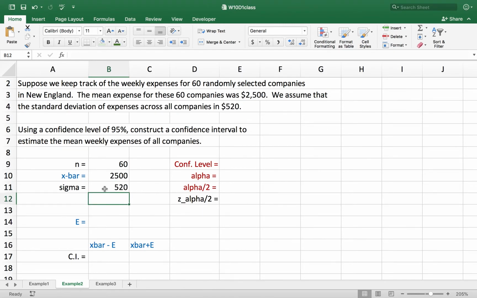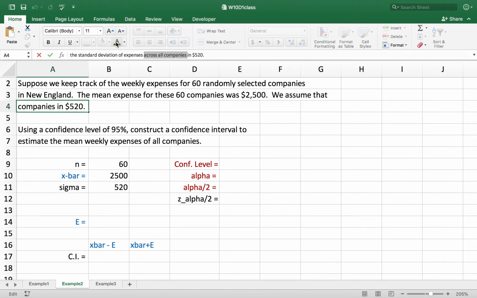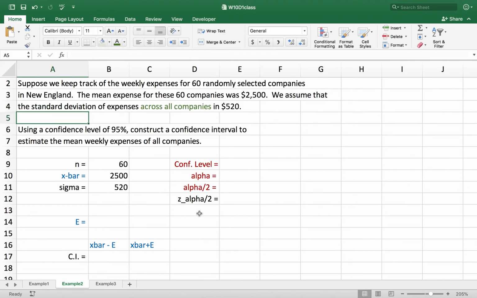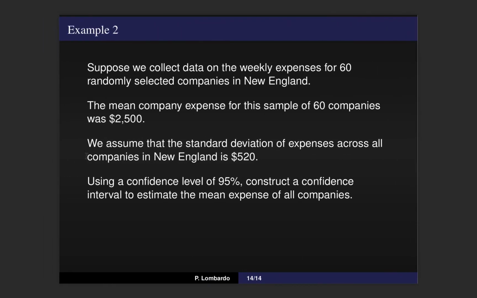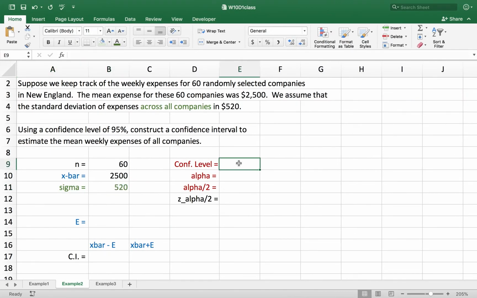Good. Now, sigma, remember, is a population parameter, so it's very important in the phrasing of this that we're talking about all companies. The assumption here is that this is for all companies in New England. That's why we can label this as sigma. This is the population level measure of variation. Okay, in our last sentence, we're told only one other piece of information, the confidence level, and this is the starting point for us determining our critical value, z alpha over 2. So we want a confidence level of 0.95.